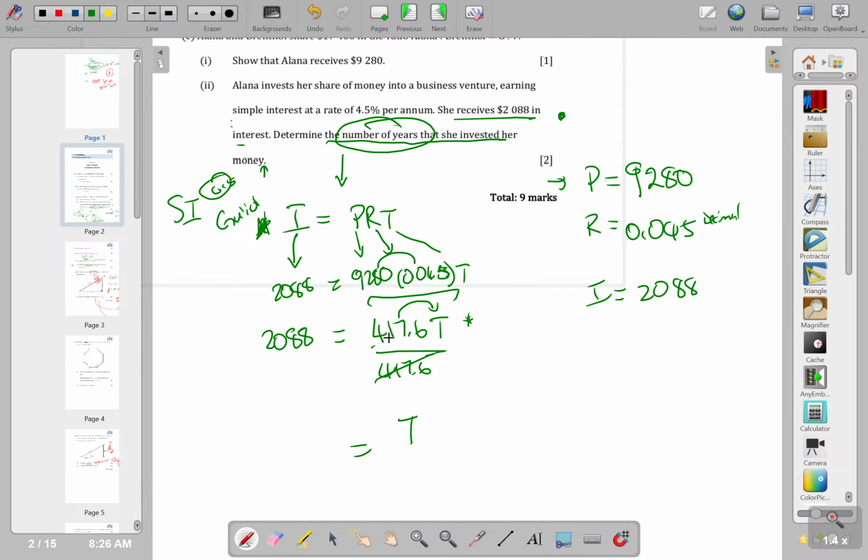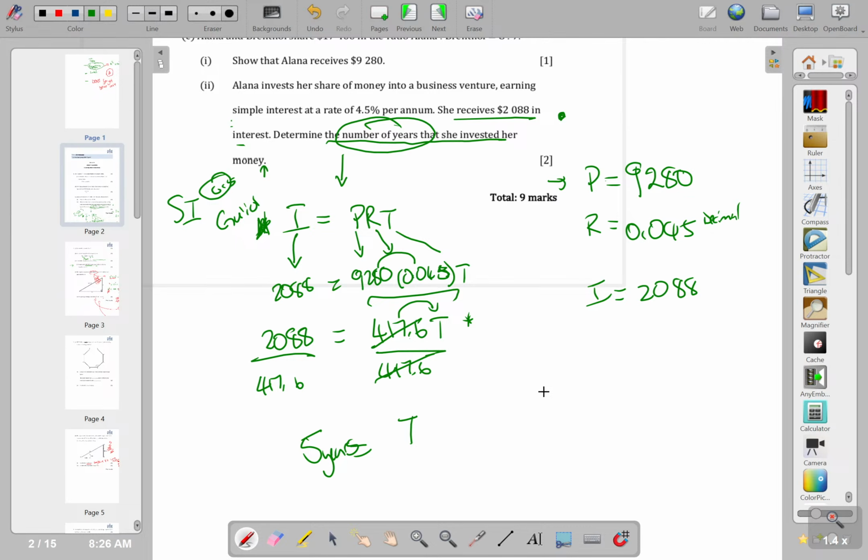Yeah? So if I divide here, that's the right-hand side. I have to balance and divide it over here. Everything in math and life is about balance. If you do it to one side, you have to do it to the other. Right? So 2088 is going to be divided by that amount. That gives me 5 years as my time. Yeah? And you lock up your 2 marks there.